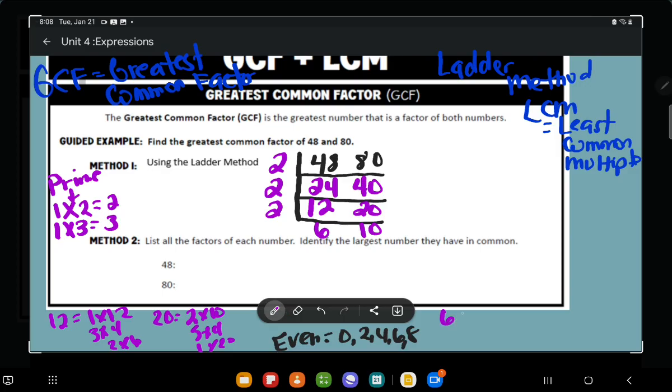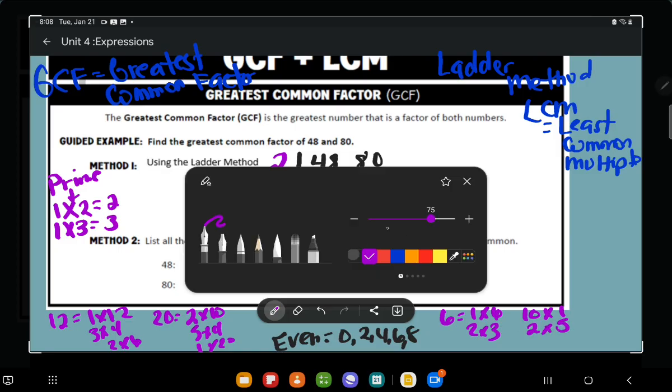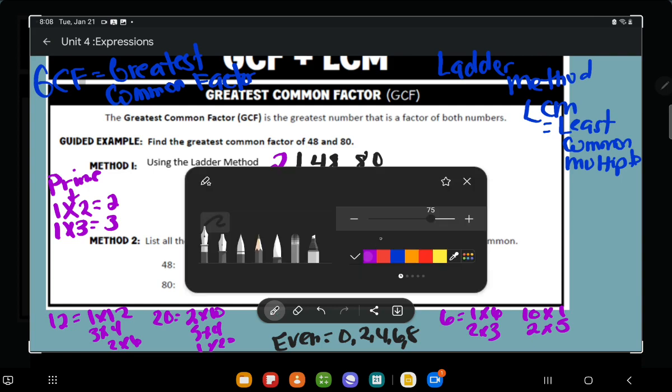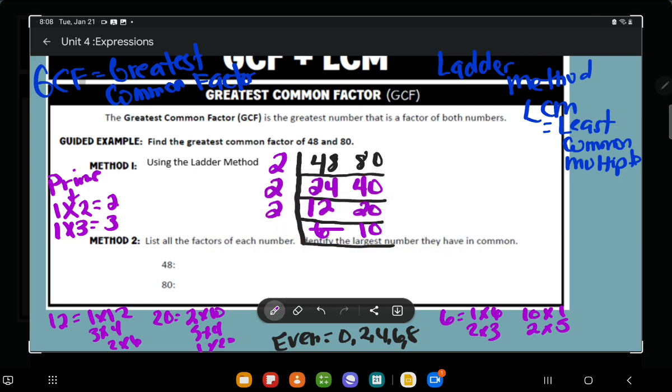Is 6 prime? No, I can make 6 2 ways. Is 10 prime? No, I can make 10 2 ways. So neither one of those is prime. So we're going to draw another ladder branch. We're going to keep going. So 6 and 10, what do they have in common? I can't think of any other number than 2 because they're still all even. So 6 divided by 2 is 3. 10 divided by 2 is 5.